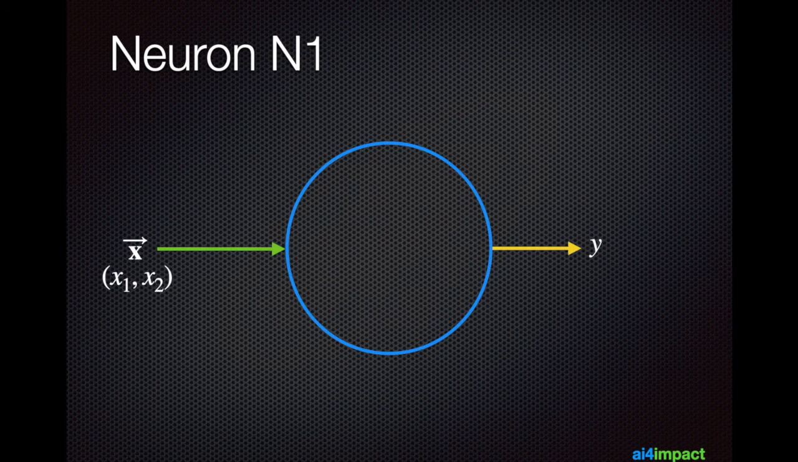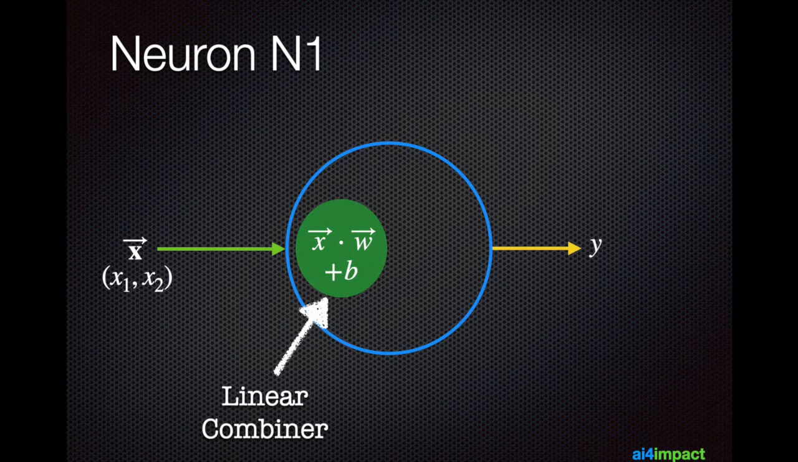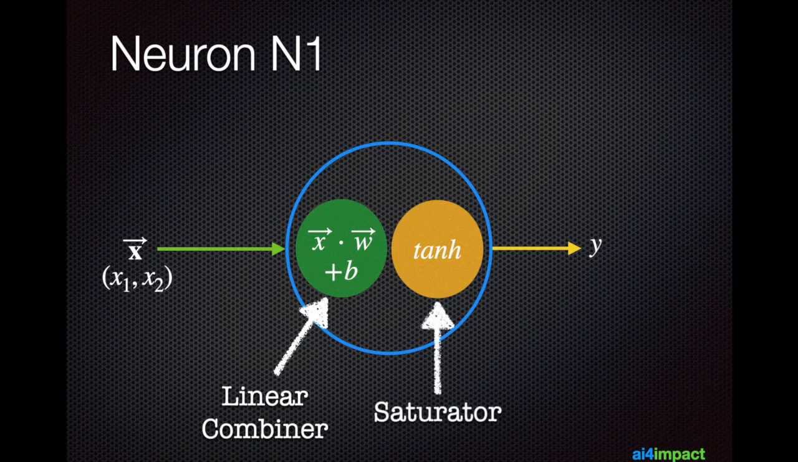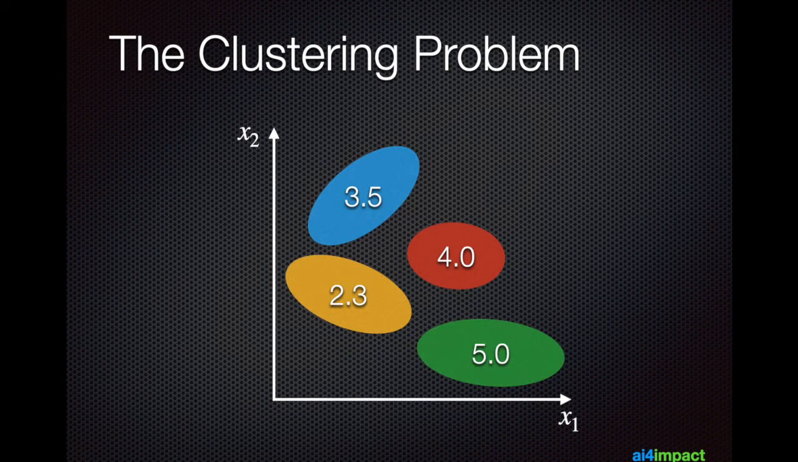Let's review what a neuron actually does. It would take an input, x1 and x2, perform a dot product with its weights, and add the bias. And this part is called the linear combiner of the neuron. And this result would be saturated using some kind of function. I've chosen to use the hyperbolic tangent. The output is the predicted y, which in this case is simply the hyperbolic tangent function applied to the inner product.